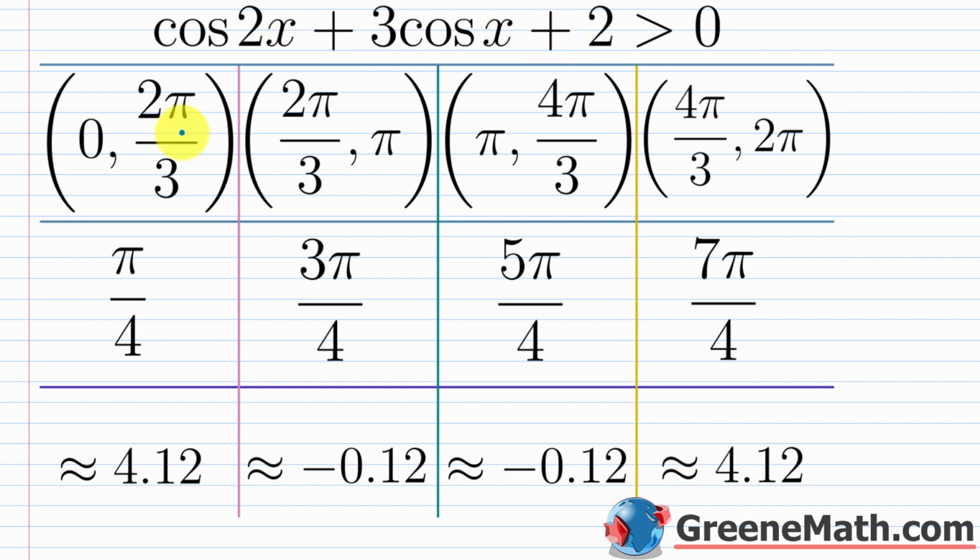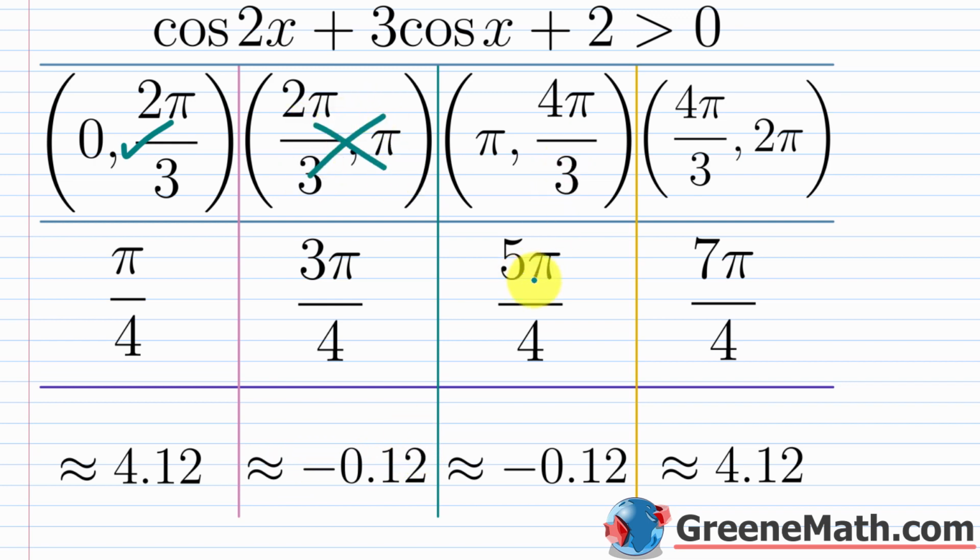So basically, we see in each interval that I've already picked a little value and done a test. I'm just trying to figure out where it's greater than 0. So I want the positive ones only. So in this interval, if I plug in pi over 4, I get about 4.12. So this would work, right? Because it's greater than 0. And then in this interval, if I pick 3 pi over 4, I get about -0.12. So this is negative. It's not going to work.